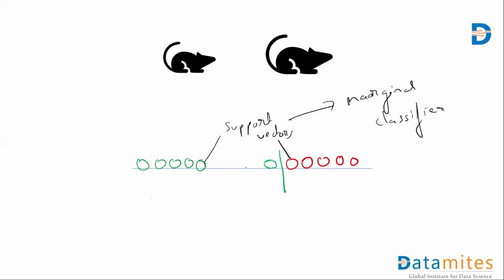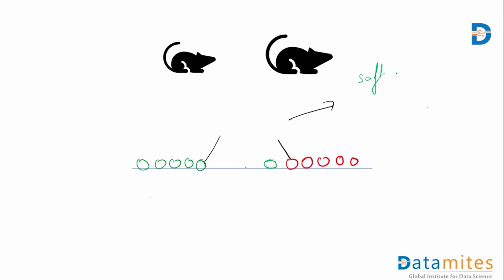So what do we have to handle this kind of a situation? What we do is we use something that is called a soft marginal classifier. Let's understand what this is.